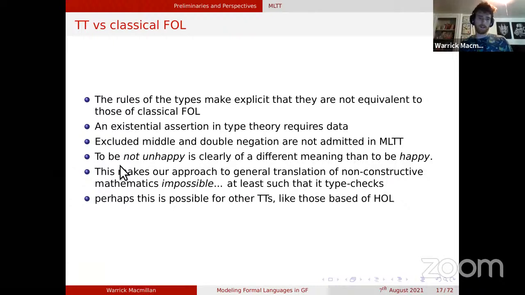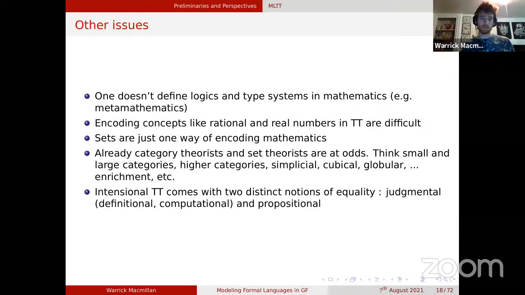And this difference in the foundations makes our approach to general translation via GF of non-constructive mathematics most likely impossible, at least so that it type checks. But perhaps it is possible for other type theories, at least for certain subsets of mathematics. So like HOL or one of these other theorem provers, which I'm not familiar with, but don't use dependent type theory as their foundation or kernel.